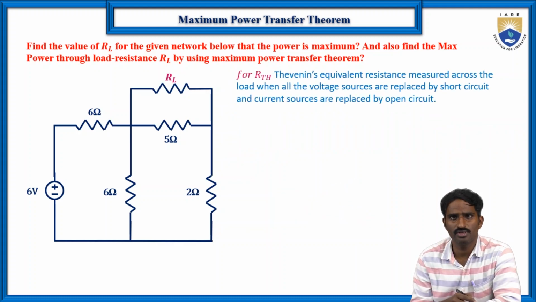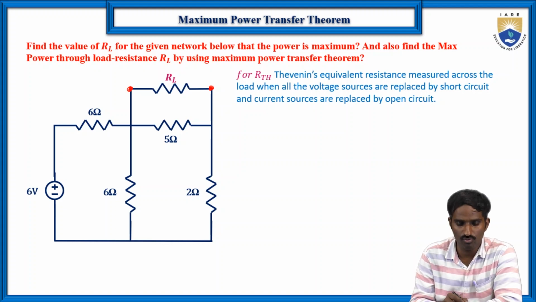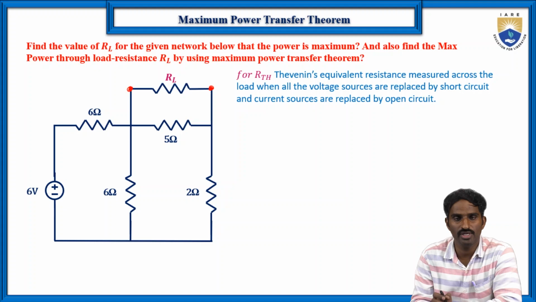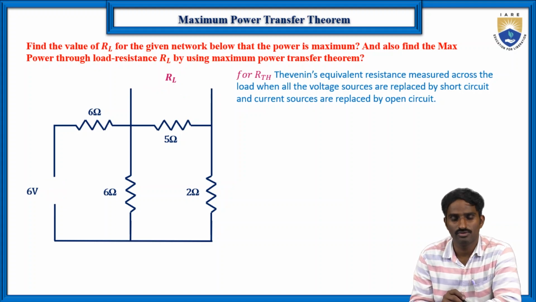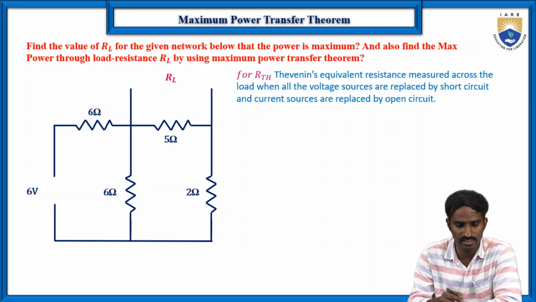So first we are going to find R Thevenin's. We already discussed how to find the R Thevenin's. First, where do we find the R Thevenin's? Across the load terminals. And we find it when all the voltage sources are replaced by short circuits and current sources are replaced by open circuits. So here you can see we are making the open circuit across the load terminals, and here these 6 volts is replaced with a short circuit.